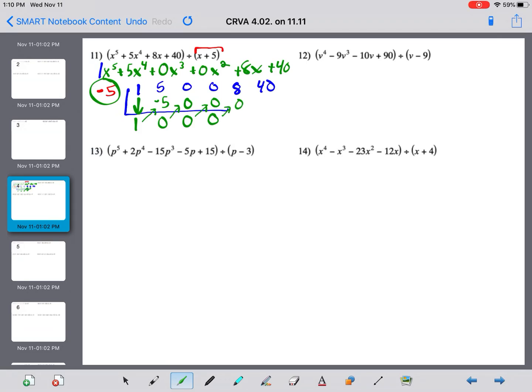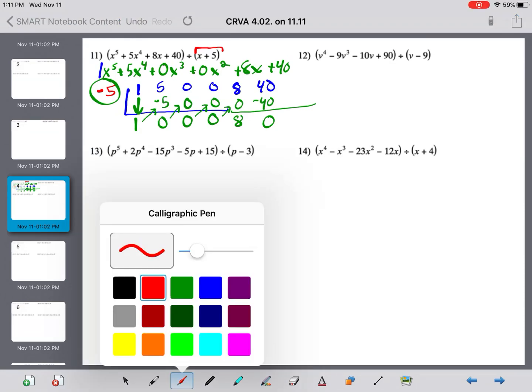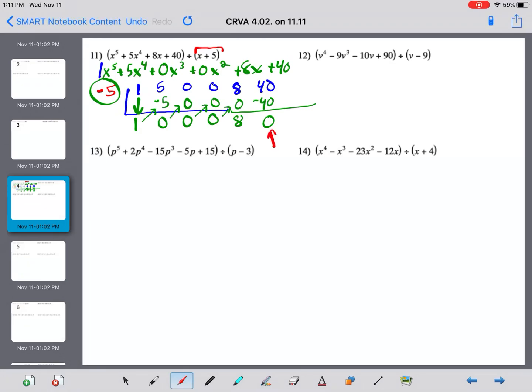But now we add 8 plus 0 is 8. 8 times negative 5 is negative 40. So our last value is 0. Remember that last value represents your remainder. That's nice, so our remainder is 0. This divided into that polynomial evenly.